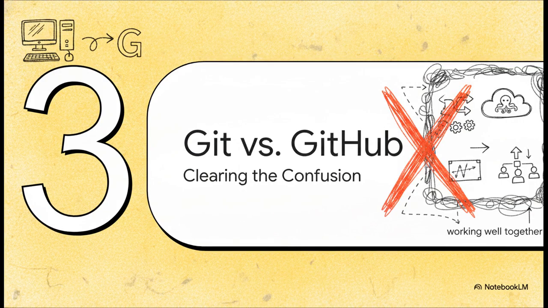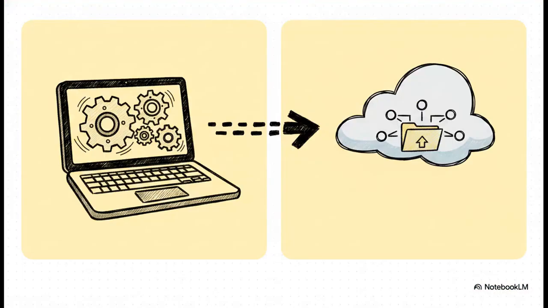Next up is section 3, Git versus GitHub, clearing the confusion. Okay, this is without a doubt the biggest learning hurdle for beginners. So many people mistakenly think Git and GitHub are the exact same thing, but actually they are completely different tools that just happen to work incredibly well together.